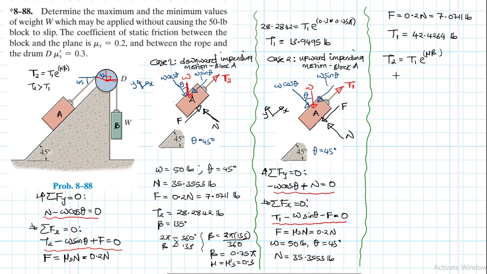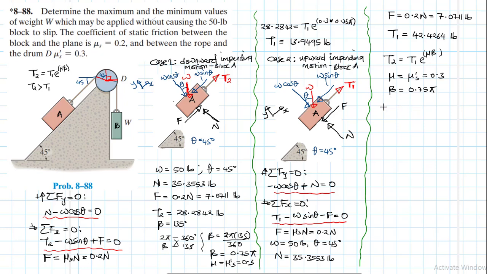Then using this equation where we have T2 equal to T1 e to the power mu times beta, where mu is equal to 0.3. Remember the mu? Mu is 0.3. It is given in our problem. Mu is equal to mu prime s, which is 0.3. And then we have beta, which we already calculated, is 135 degrees, but we need to convert it to radians, and we found it is 3/4 of pi, 0.75 pi.